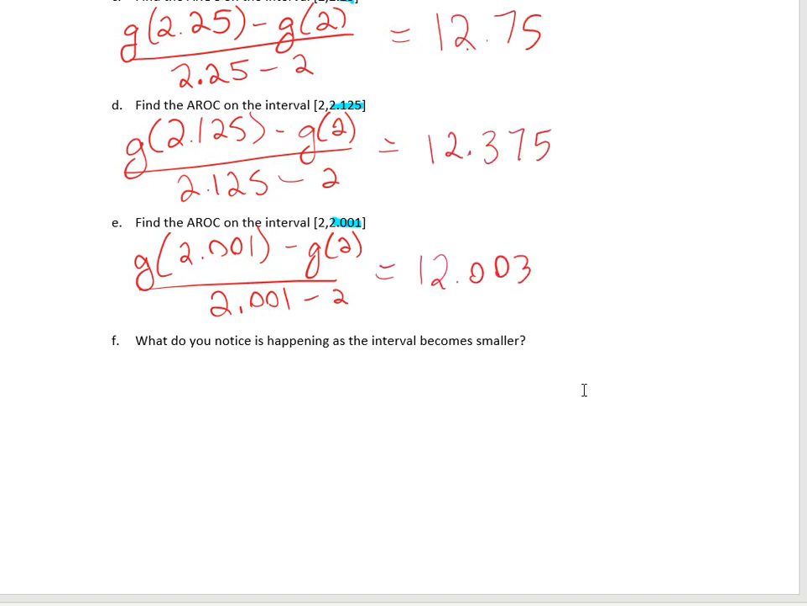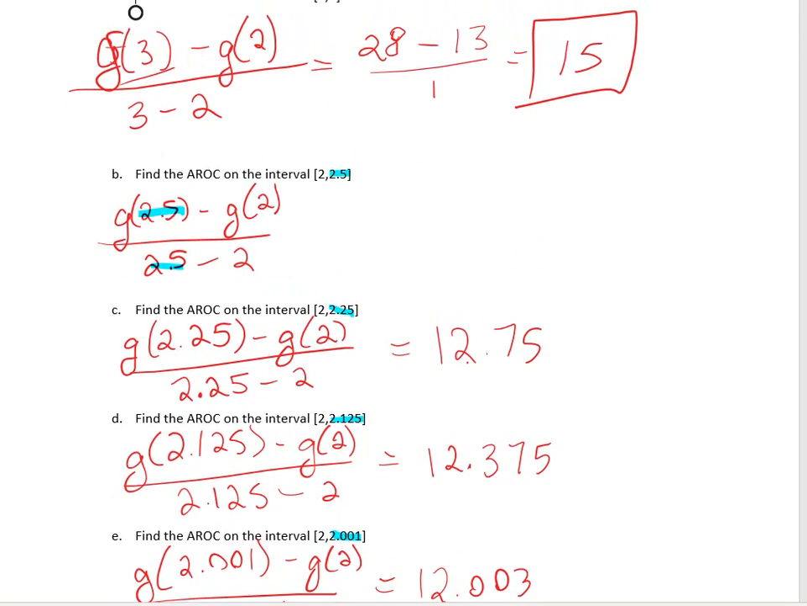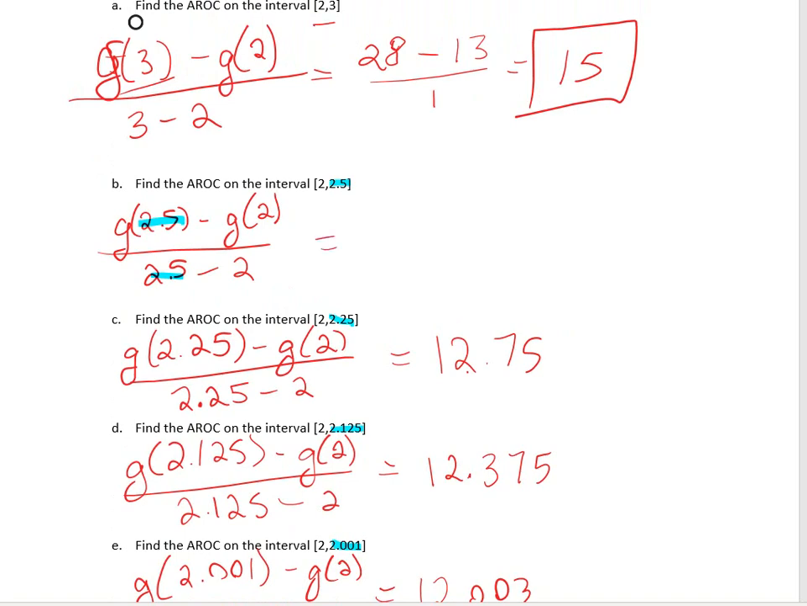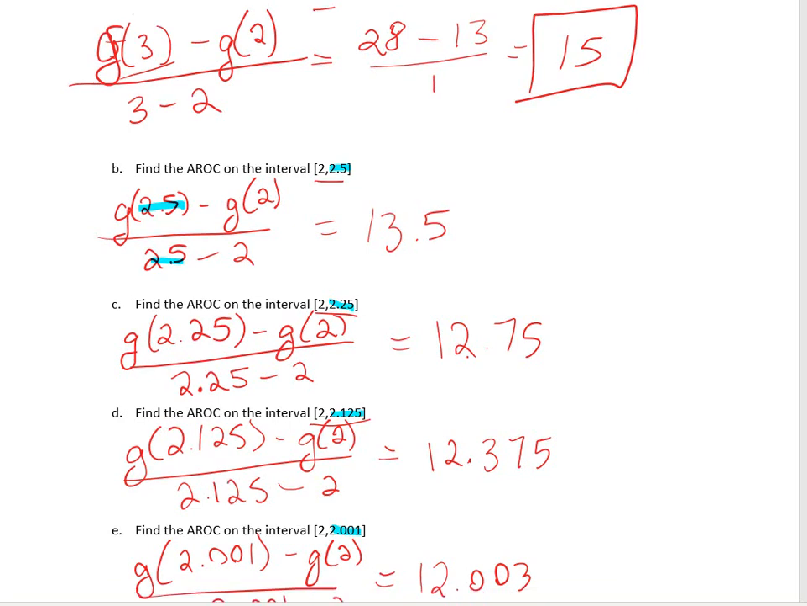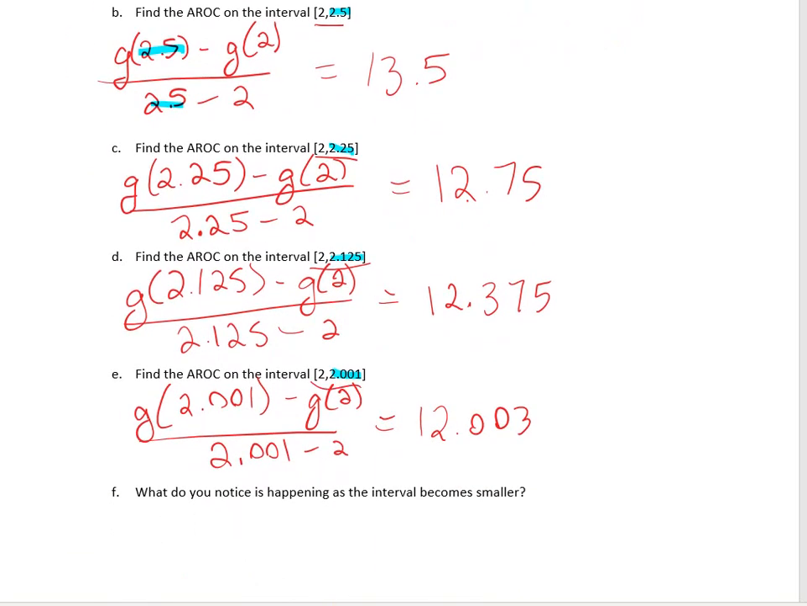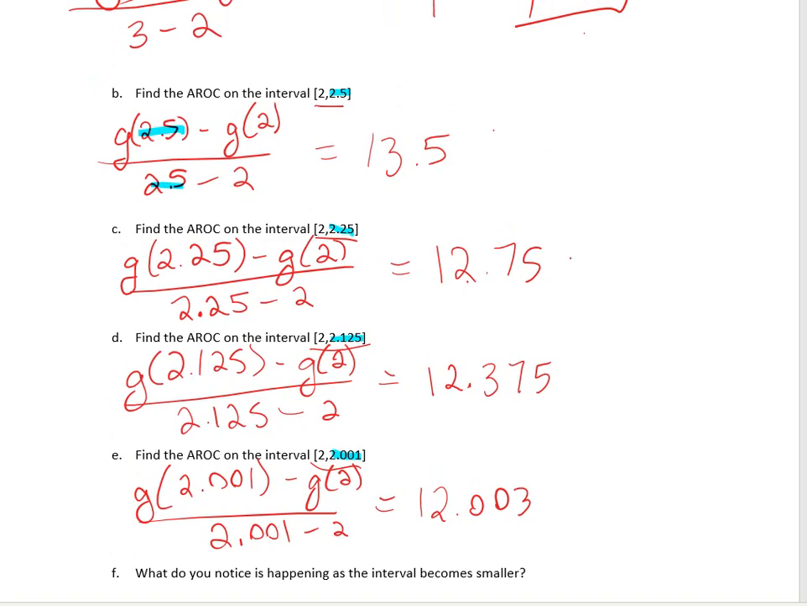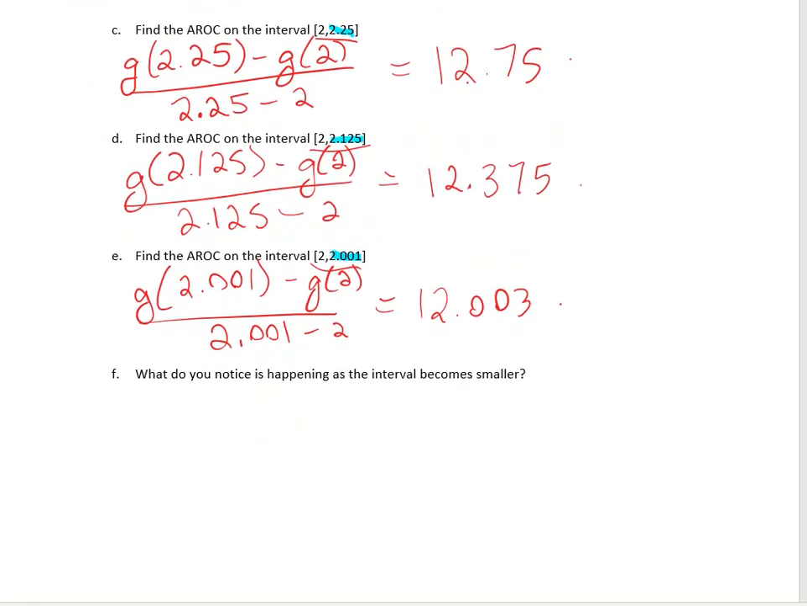Well, here's something I want to ask: what do we notice is happening as the interval becomes smaller? As the distance between a and b gets smaller, here it's a whole distance of 1 away. Then we go down to a distance of a half, then a quarter, then an eighth, all the way down to a thousandth. What's happening is it looks like our number is approaching a certain value. And it looks like m is getting closer to 12.